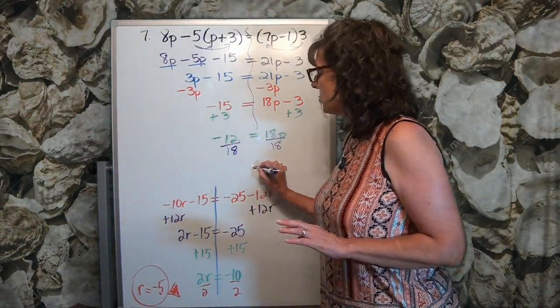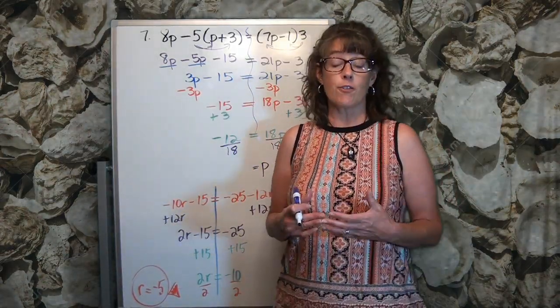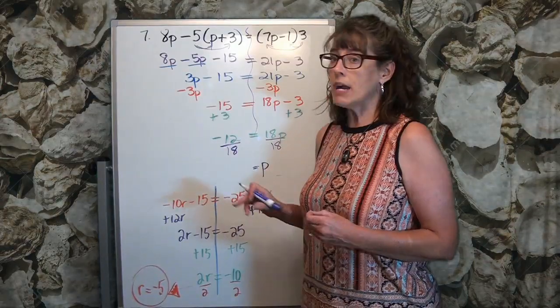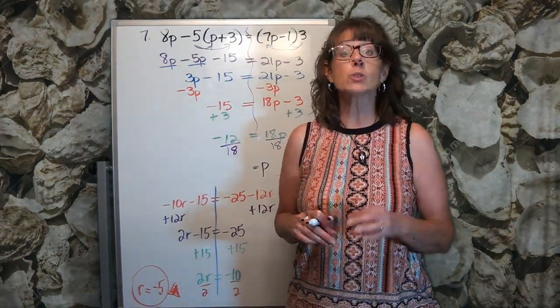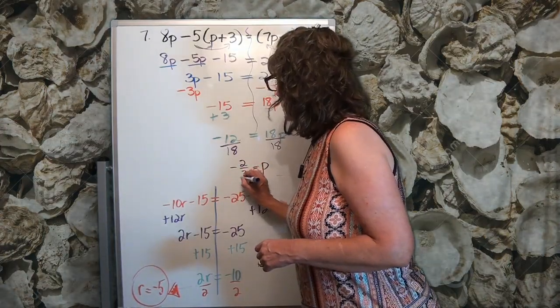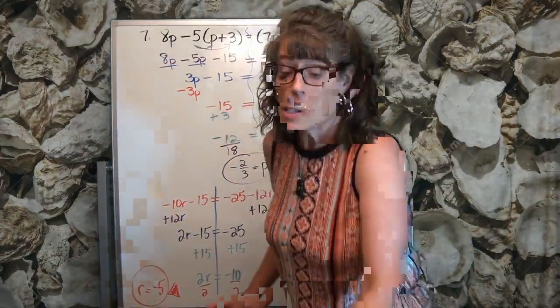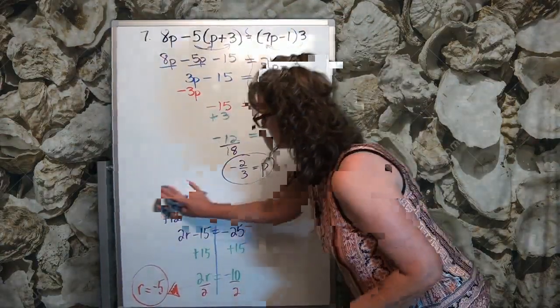So on this side, I'll have a p. And on this side, I'm simply reducing or simplifying the fraction. So 12 over 18, what number will go into both? 6 will go into both. So I have a negative 2 over 3, and that is going to be my answer. Now I just need to check to make sure that it's right.